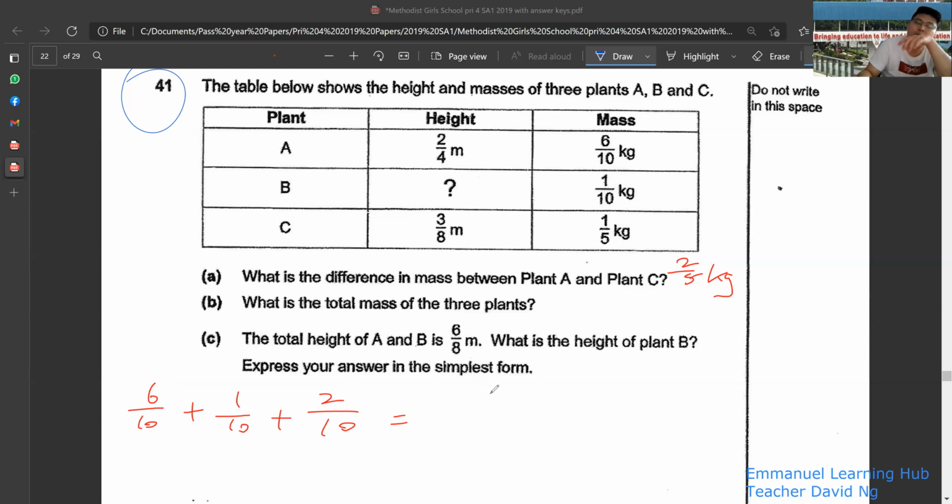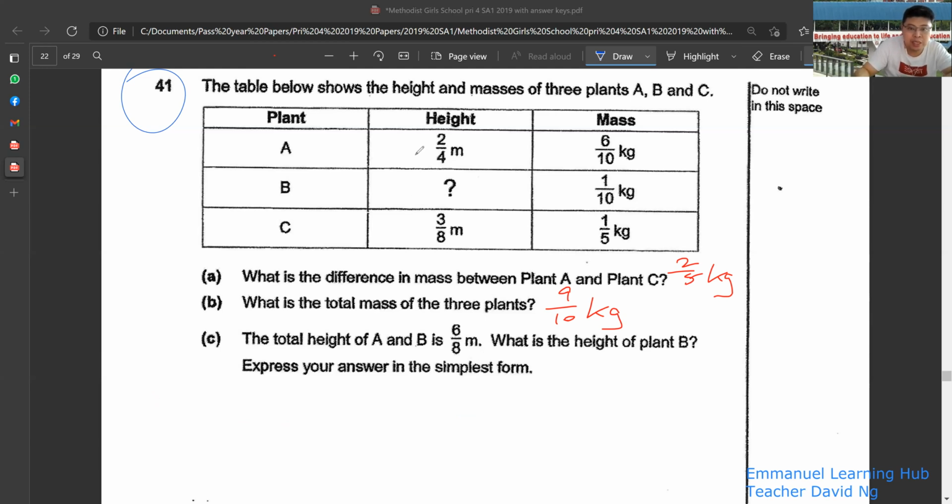Addition, you should know. You don't know how to add? Cannot be. 9/10, yes. Total mass is 9/10 kg. Okay, you understand now? If you can tell me the answer, I assume you understand now. Okay, C. The total height of A and B is 6/8 meter.